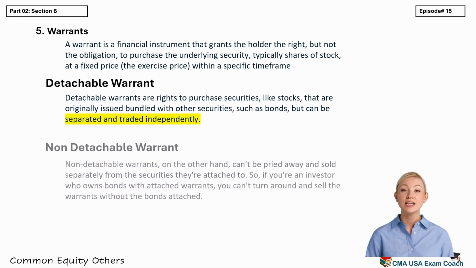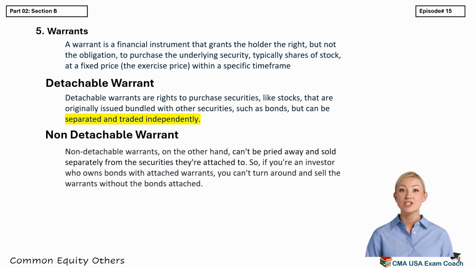Second, we have non-detachable warrants. These are attached to the bond or preferred share and cannot be traded separately. In this case, the investor must either keep both together or sell them together. You cannot trade the warrant without the associated security.